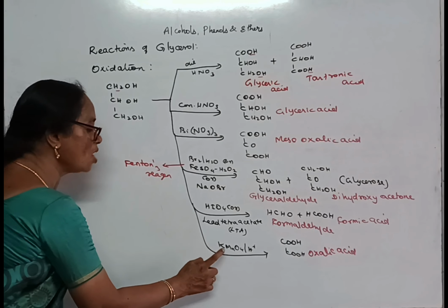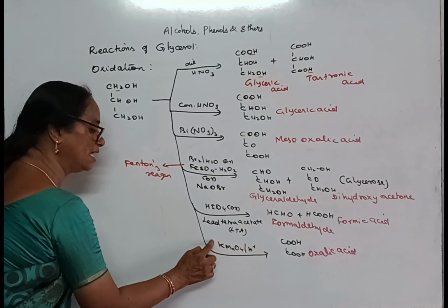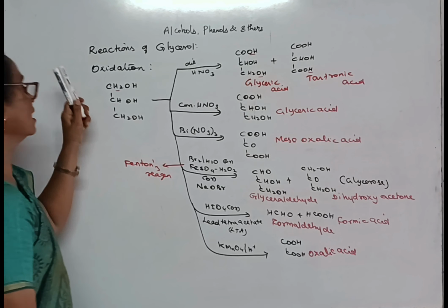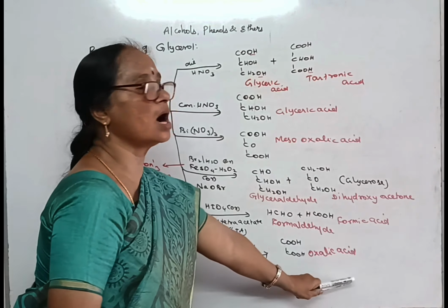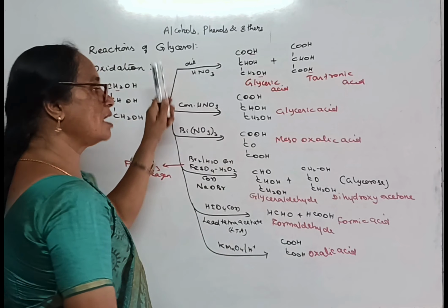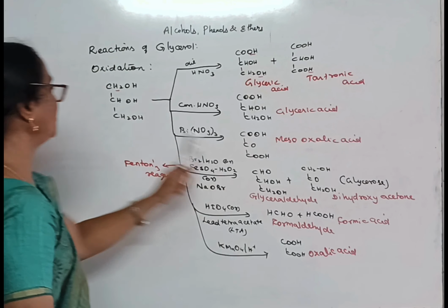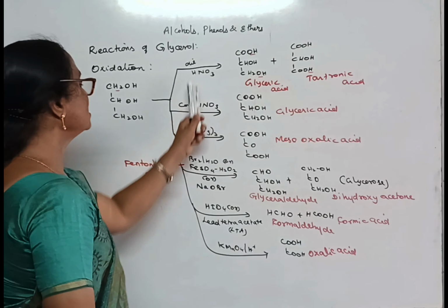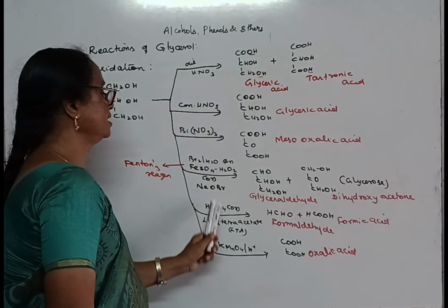But with a strong oxidizing agent, acidified potassium permanganate, glycerol oxidizes to oxalic acid. So these are the different products obtained from glycerol, depending on the nature of the oxidizing agent. When you learn, you have to identify which group is oxidized to which form, whether aldehyde, ketone or acid. By knowing this, you can identify and remember the reactions with respective oxidizing agents.